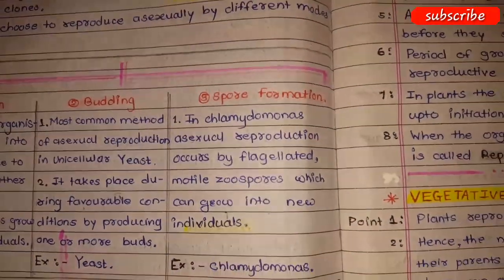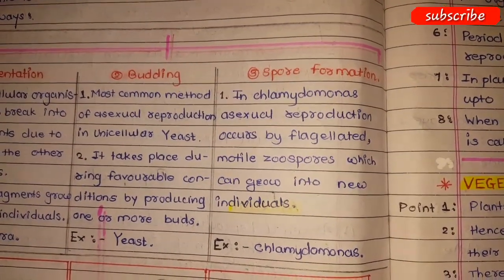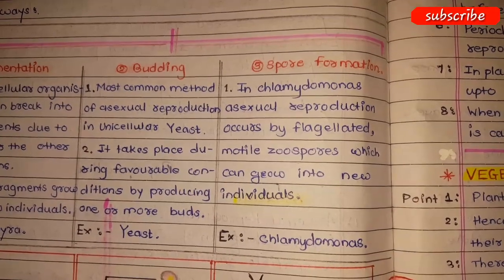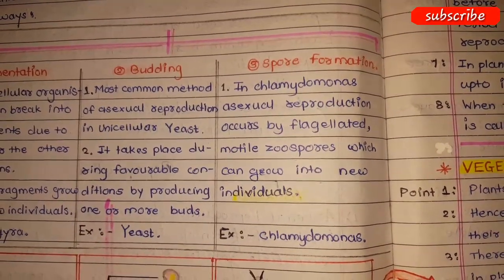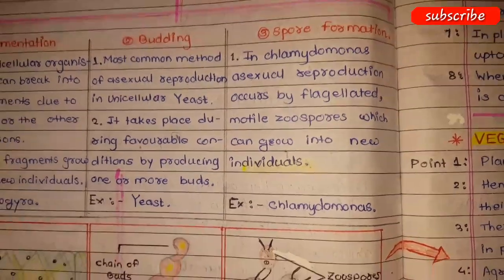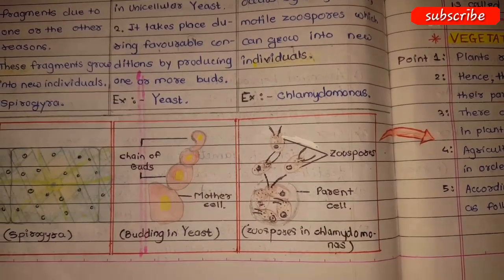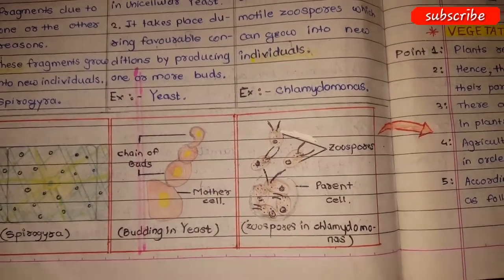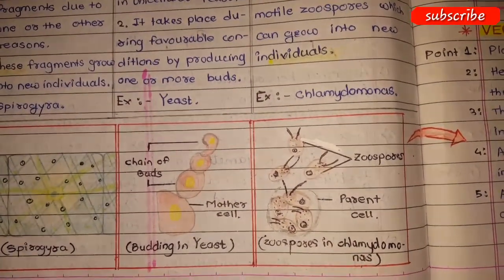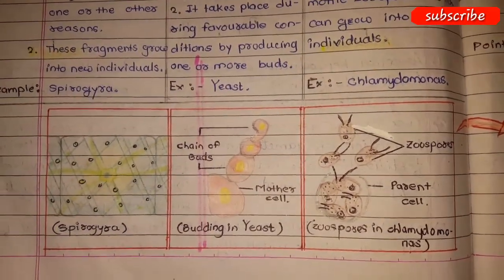Next point is spore formation. First, in Chlamydomonas, asexual reproduction occurs by flagellated motile zoospores which can grow into new individuals. Example is Chlamydomonas. The zoospore in Chlamydomonas is the example, and following is the diagram of Chlamydomonas. This also you can refer from your textbook.